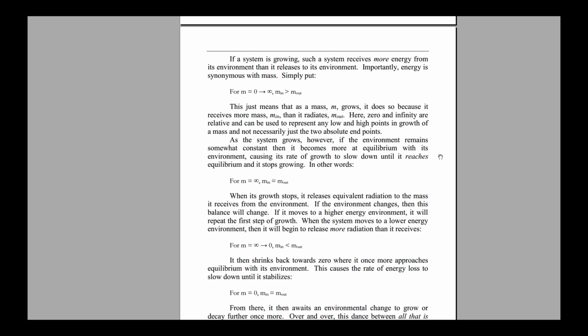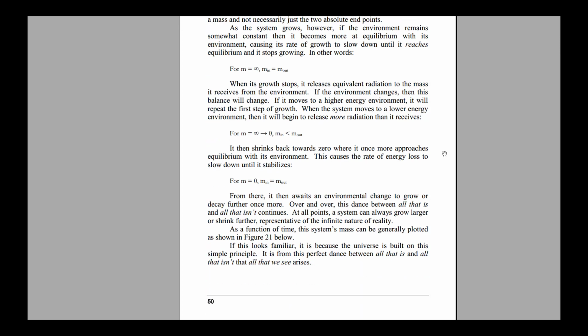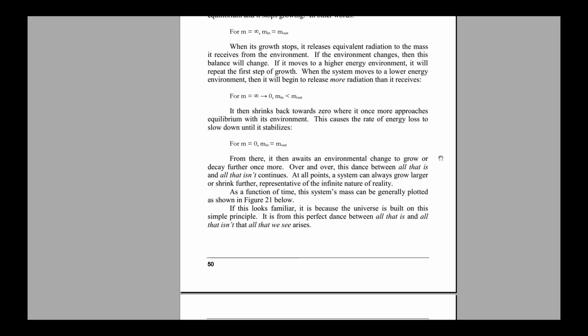When its growth stops, it releases equivalent radiation to the mass it receives from the environment. If the environment changes, then this balance will change. If it moves to a higher energy environment, it will repeat the first step of growth. When the system moves to a lower energy environment, then it will begin to release more radiation than it receives. For m going from infinity to 0, mass in is less than mass out. It then shrinks back towards 0, where it once more approaches equilibrium with its environment.